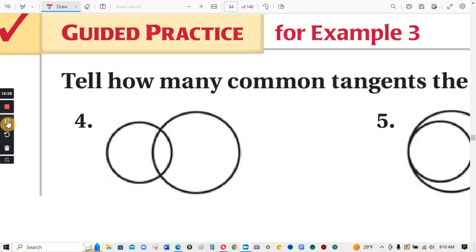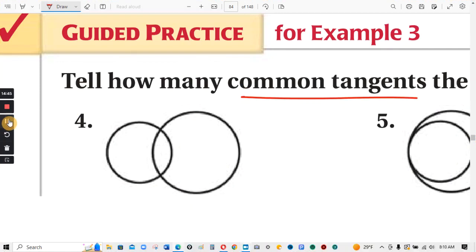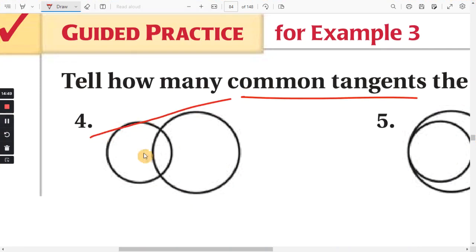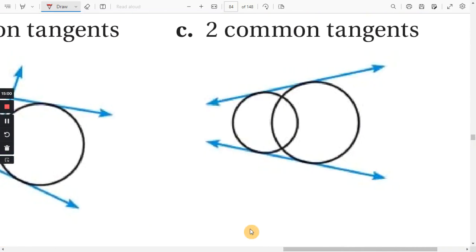All right, try guided practice number 4. Tell how many common tangents the circles have. All right, so number 4, I'm thinking one here on top and one here on the bottom. Okay, nothing in the middle. So that's going to be 2. All right, and that matches this one right here.